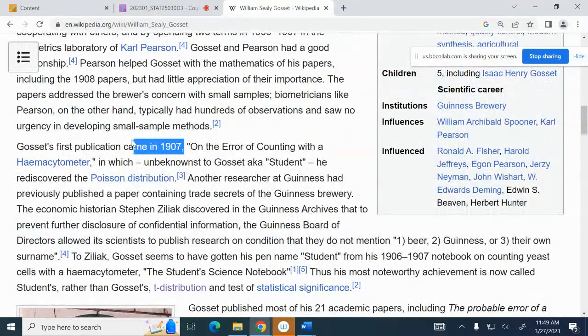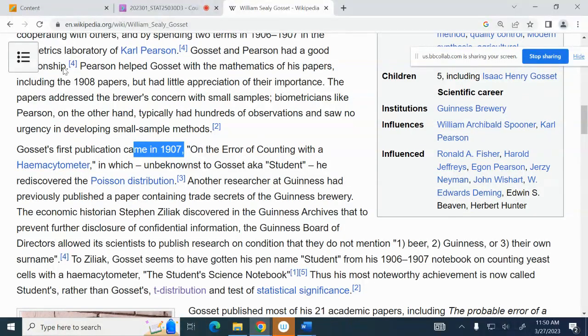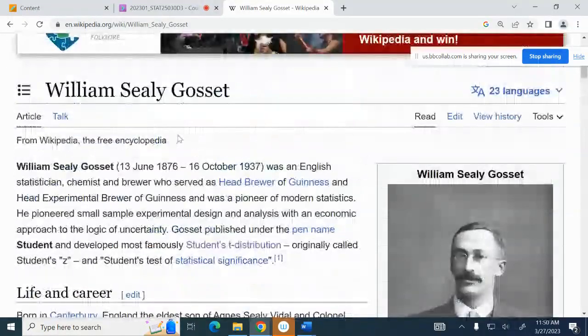But he wanted it published with his name. But he was one of the employees at Guinness. He couldn't publish his paper with his name. Most of the time it belonged to the company, right? But he wanted to. So because of that, he used a pen name, that was capital S, Student. Because of the history, we still call the distribution Student's t distribution. The t distribution has an interesting history. So please, read his history.